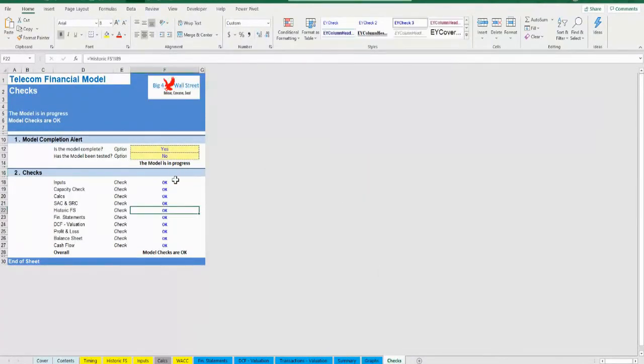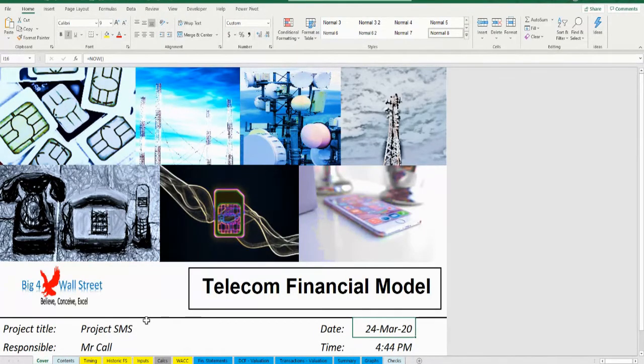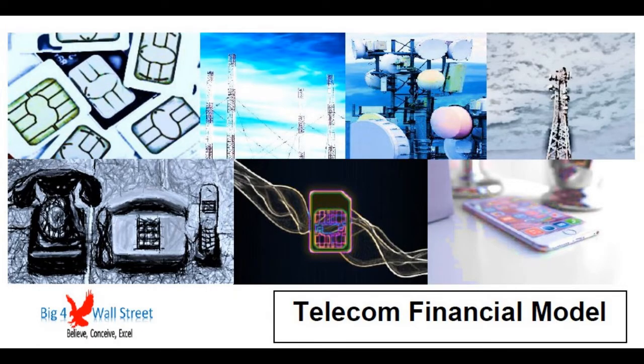Checks, a dedicated worksheet that makes sure that everything is working as it should. Important notice: yellow indicates inputs and assumptions that the user is able to change, blue cells are used for called up cells, and white cells with black characters indicate calculation cells.